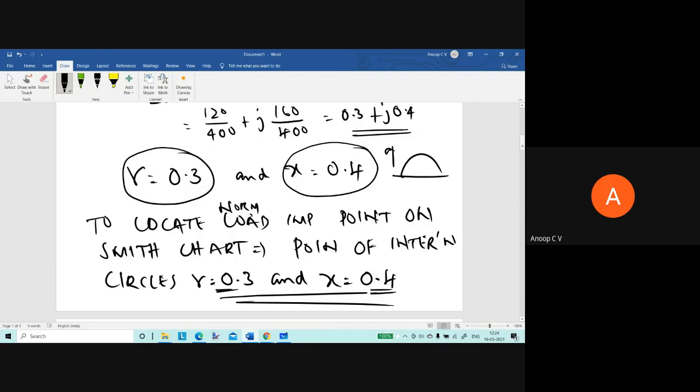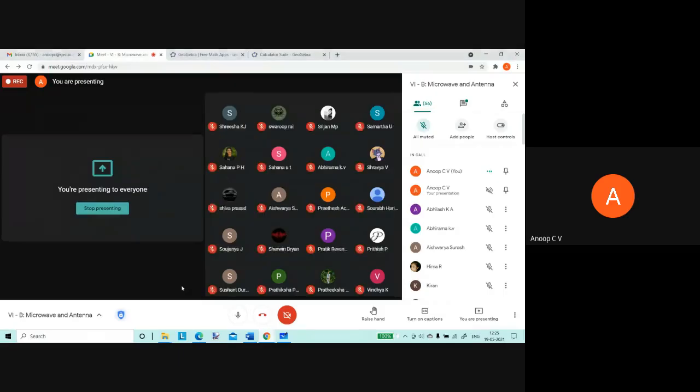So now, like in our XY plane, how do you locate the point X comma Y? X equal to a constant will be a straight line parallel to Y axis, and Y equal to constant will be another straight line parallel to X axis. The point of intersection of that will be the coordinate X comma Y. So similarly, in Smith chart, instead of the straight line, R equal to constant is a circle, and X equal to constant is another circle. So the point of intersection of those two will be our point. Is it clear? Now I'm going to mark the point Z on Smith chart.